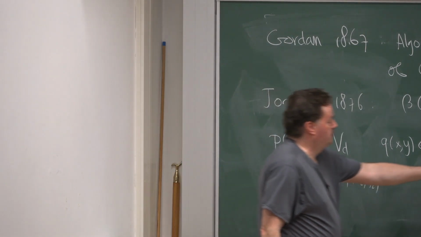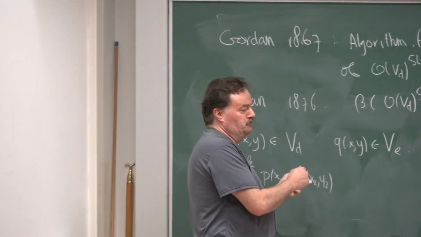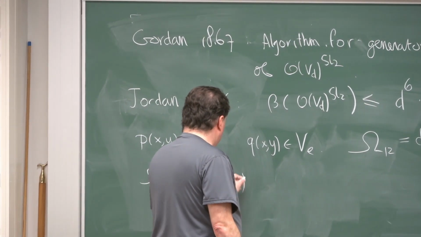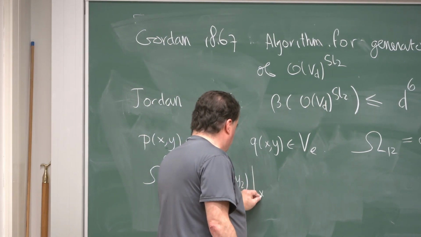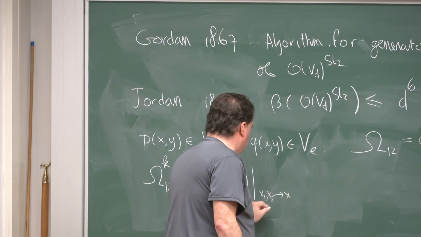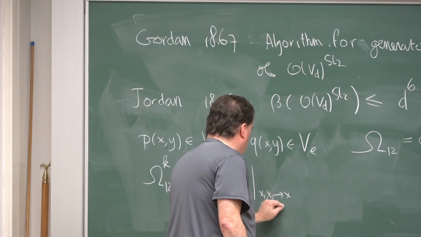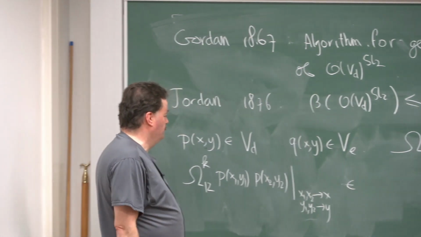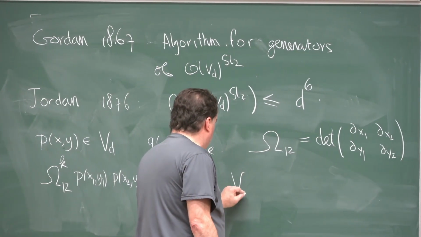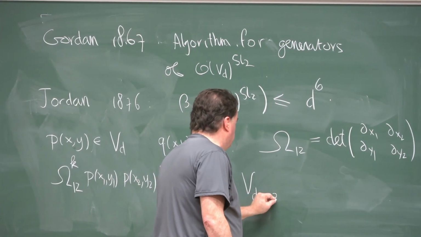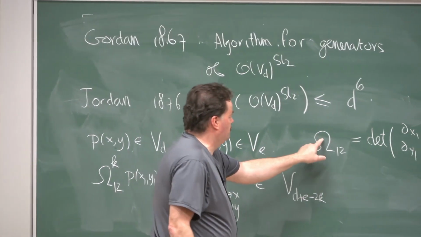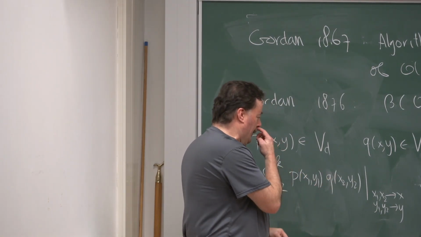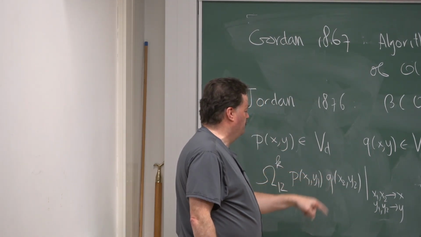And the thing is that this differential operator is SL2 equivariant. And so this gives an equivariant map, and we can set the x variables equal to x now, and the y variables equal to y. And so now we have a form again in two variables, and it's actually a binary form of degree d plus e minus 2k, because this omega reduces the degree of P by 1 and the degree of Q by 1.